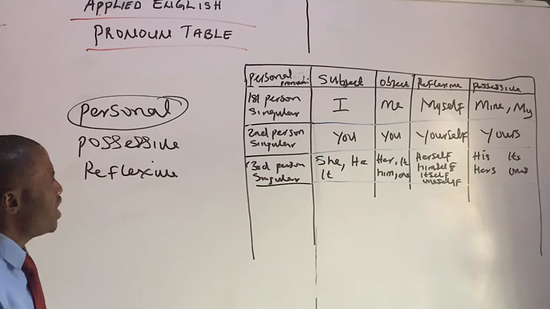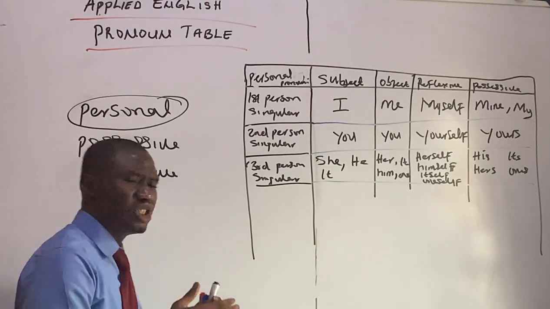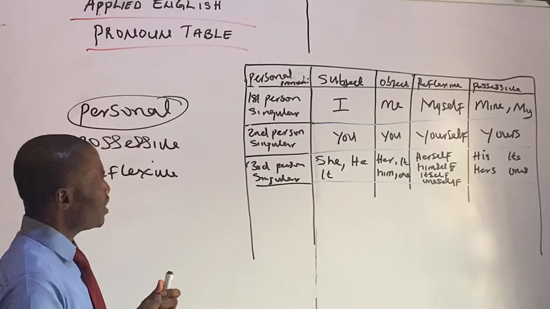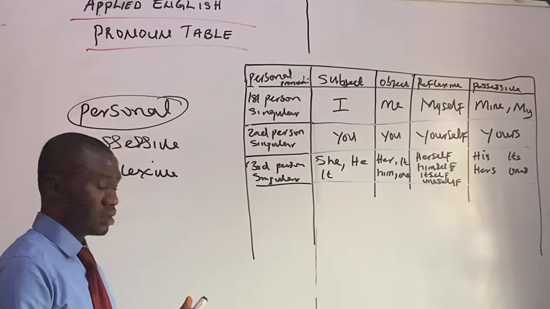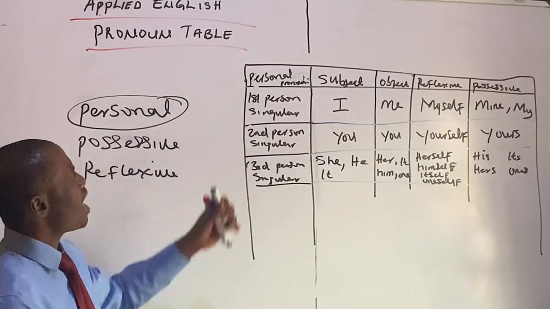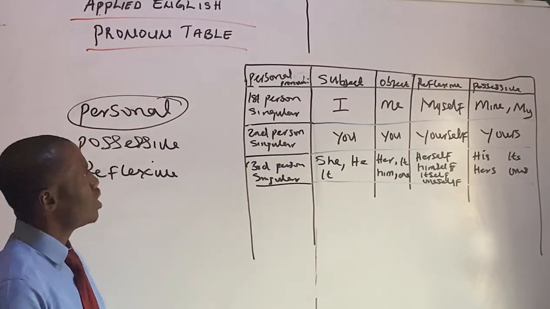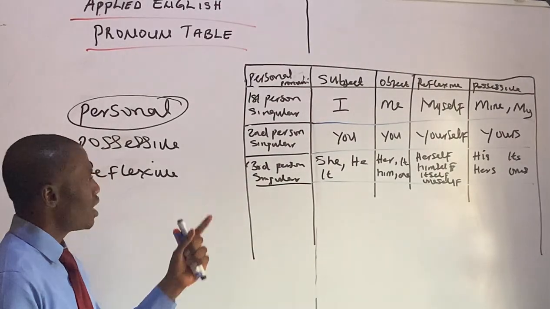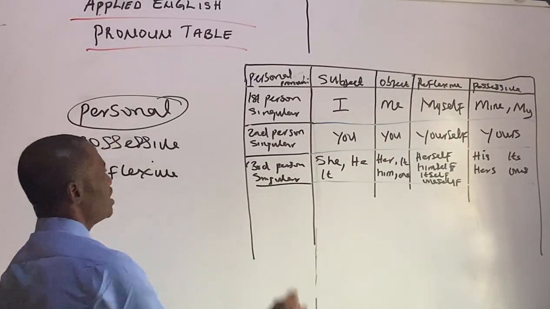These are the arrangement or the organization of English pronouns by their types and by their function. Here at the personal pronoun, we use first person singular, second person singular, and third person singular. And these are the arrangements.